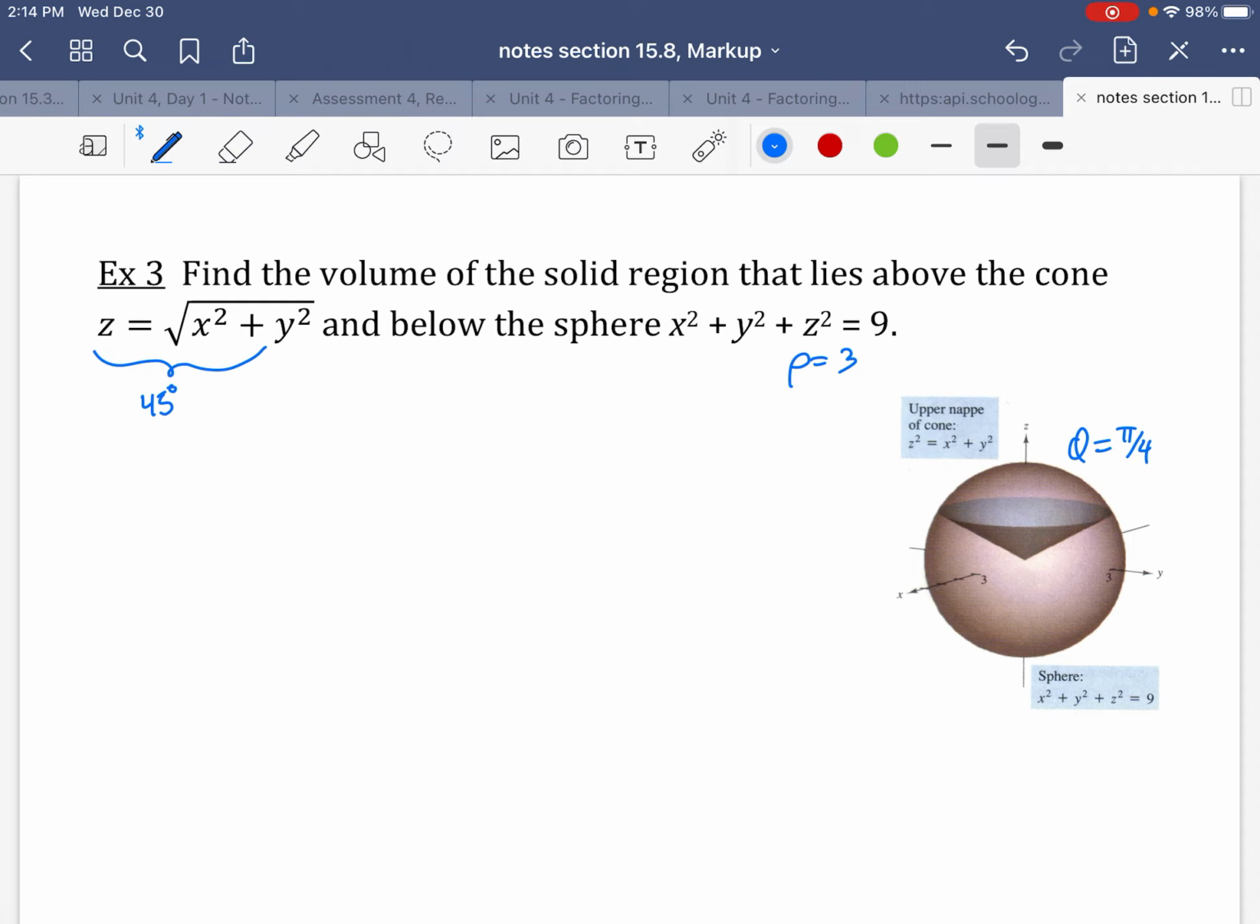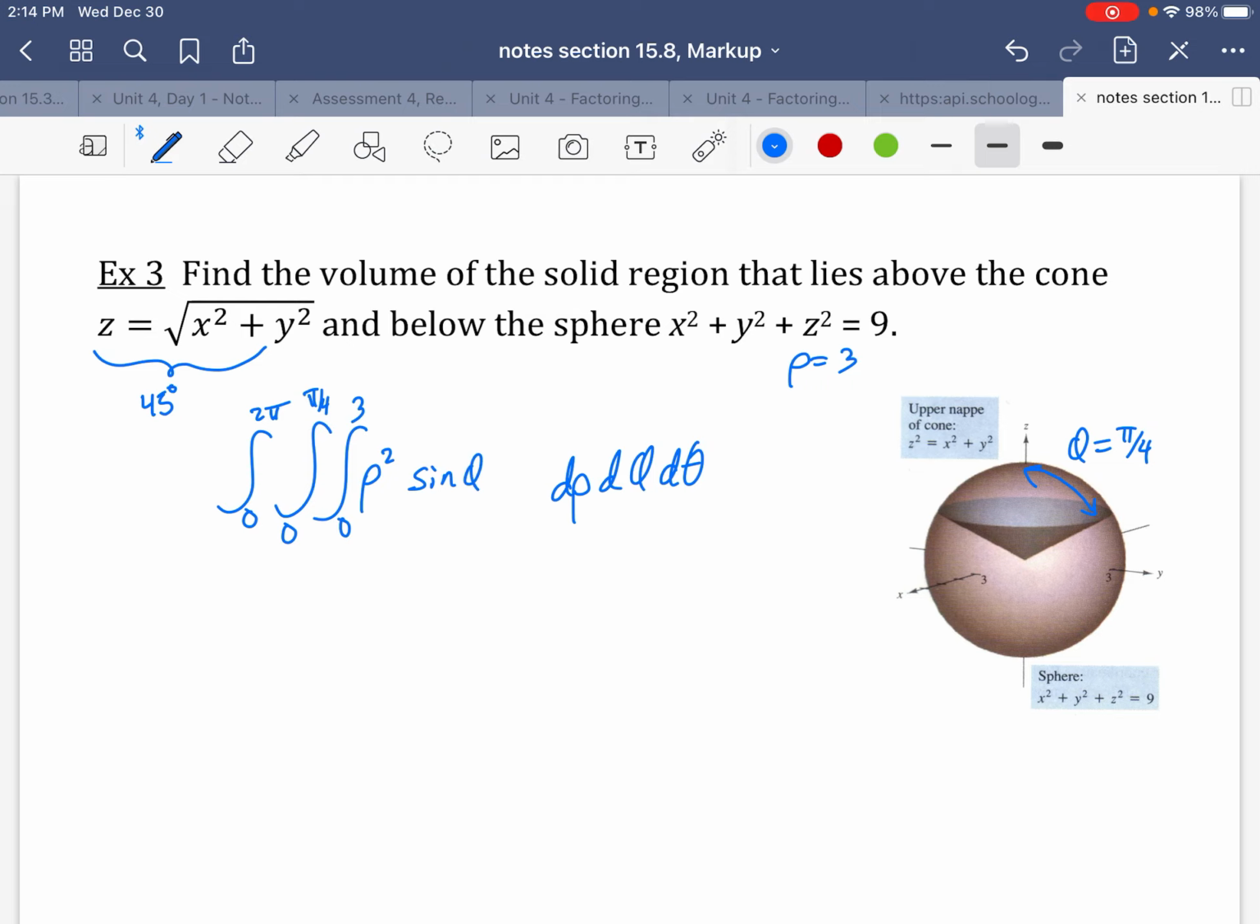So here we go. So I have 0 to 2 pi. I guess I should write them all first. Sorry about that. So I have, remember, d rho, d phi, d theta. And 0 to 2 pi for my theta. I'm doing inside the cone, so my phi is going to go from 0 to pi over 4. Because remember, I want to keep this area right here, between there. And my rho is going from 0 to 3. And I just have rho squared sine phi. Okay, I want to set that one up.